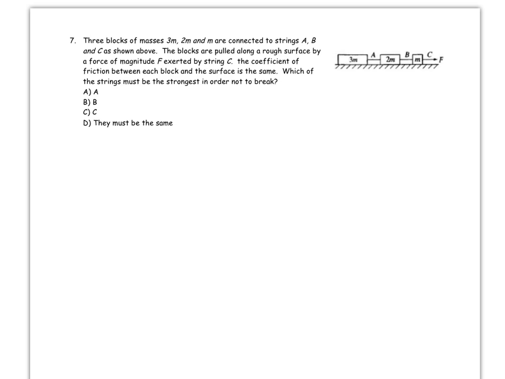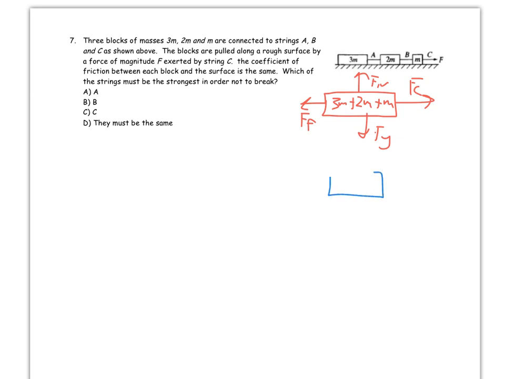So I'm going to once again use the idea of a system here to go ahead and set this up. So I'm going to think about string C. I'm just going to call it FC. That needs to be able to accelerate 3m plus 2m plus m. All right, all 3 of those blocks together. We, of course, have friction going back to the right, Fn and Fg. Okay. If we think about string B, the force from that is accelerating 3m plus 2m. We, of course, have friction going back to the right yet again, normal and the force of gravity.